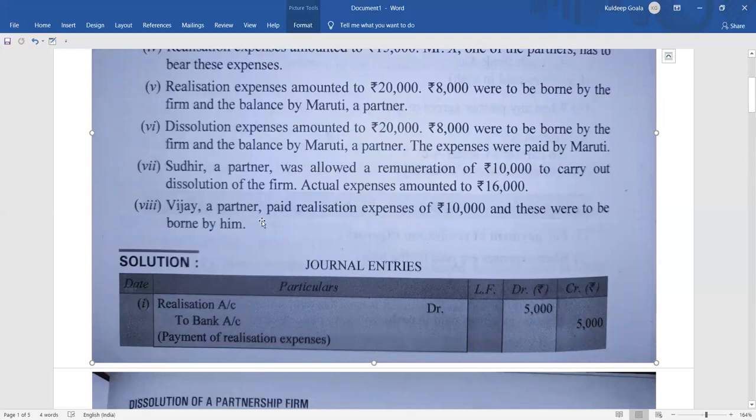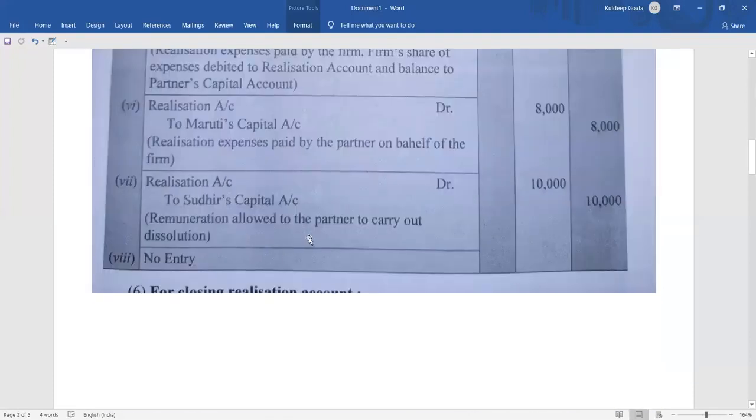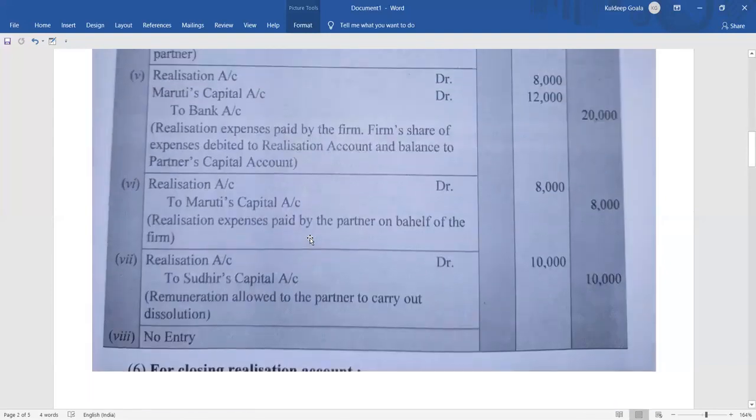Now coming to the last point, that is Vijay, a partner. Vijay is also a partner. Paid realization expense of 10,000. He paid the realization expense of 10,000, and these were to be borne by him. He was supposed to bear, he paid it. So as I already told you in the previous entries also, if a partner is supposed to bear the realization expenses and he is bearing it, he had to give and he gave, so his entry is done, right? So why should the firm make an entry for it? That is why the firm will not give an entry for that. There will be no entry for this transaction. No entry, right? Clear? I hope all of you understood this question very nicely and clearly.